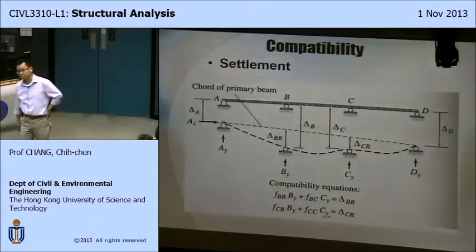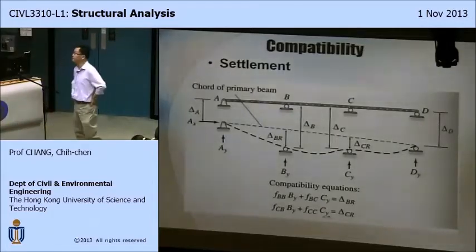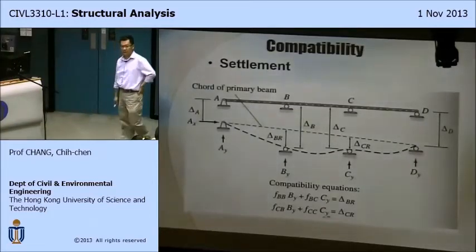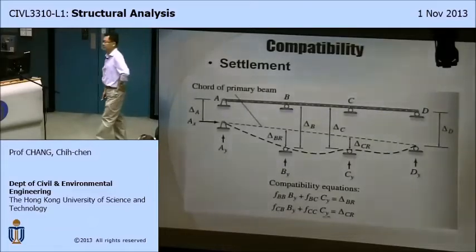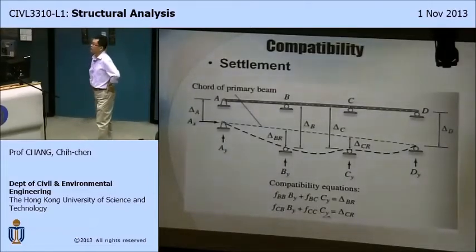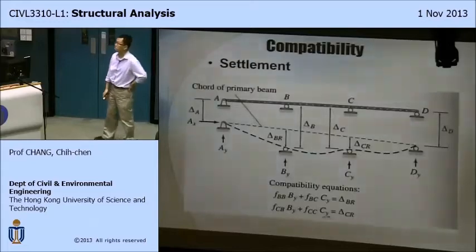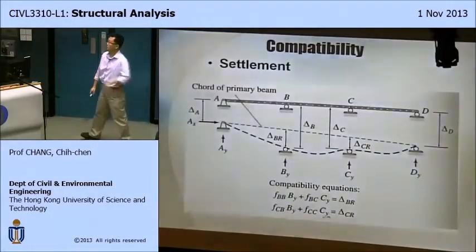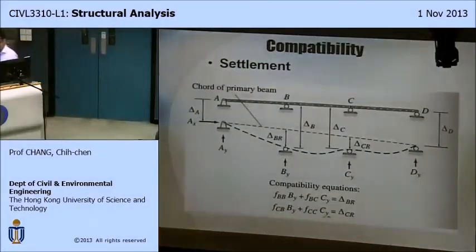Okay? So is that all right? So this is the first approach that we introduced, called the compatibility approach. Now, I will use the remaining time to give you two examples.